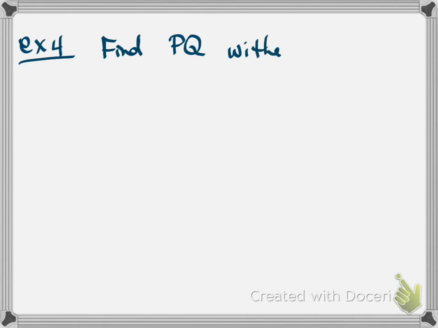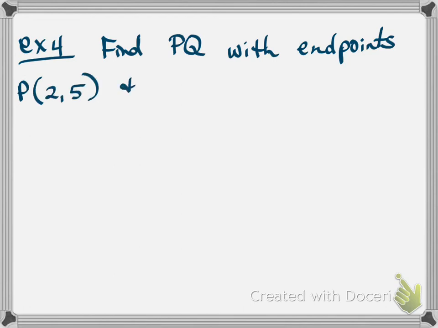So let's do, for example 4: Find the length of segment PQ with endpoints P(2, 5) and Q(-4, 8). Do you see that's all I had to write?